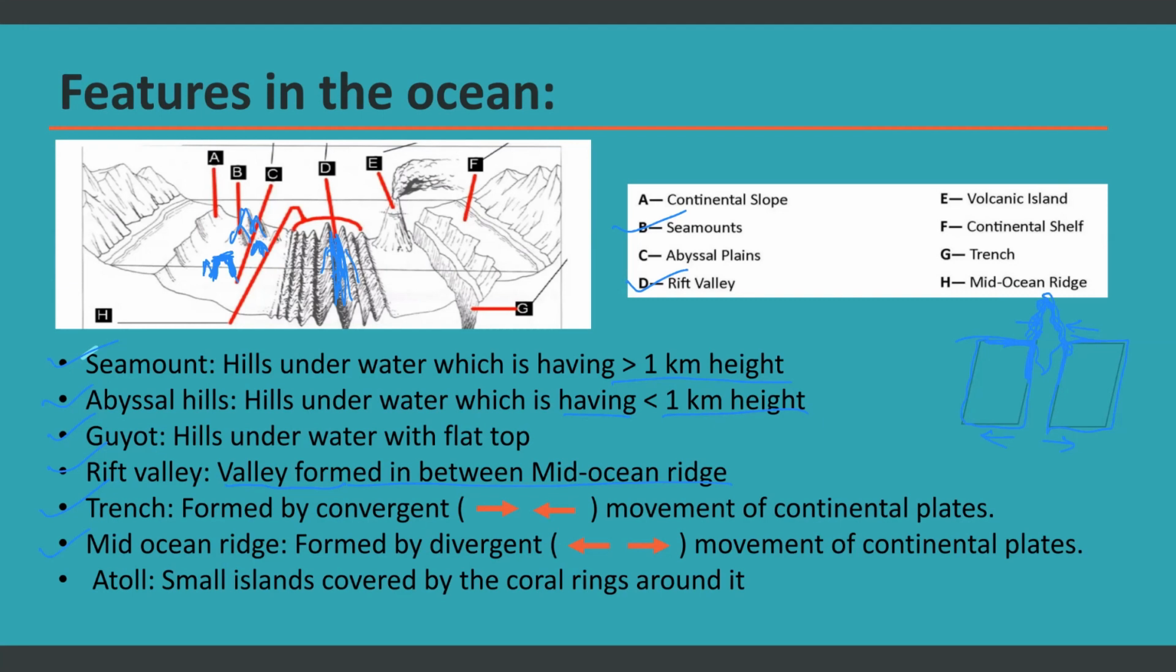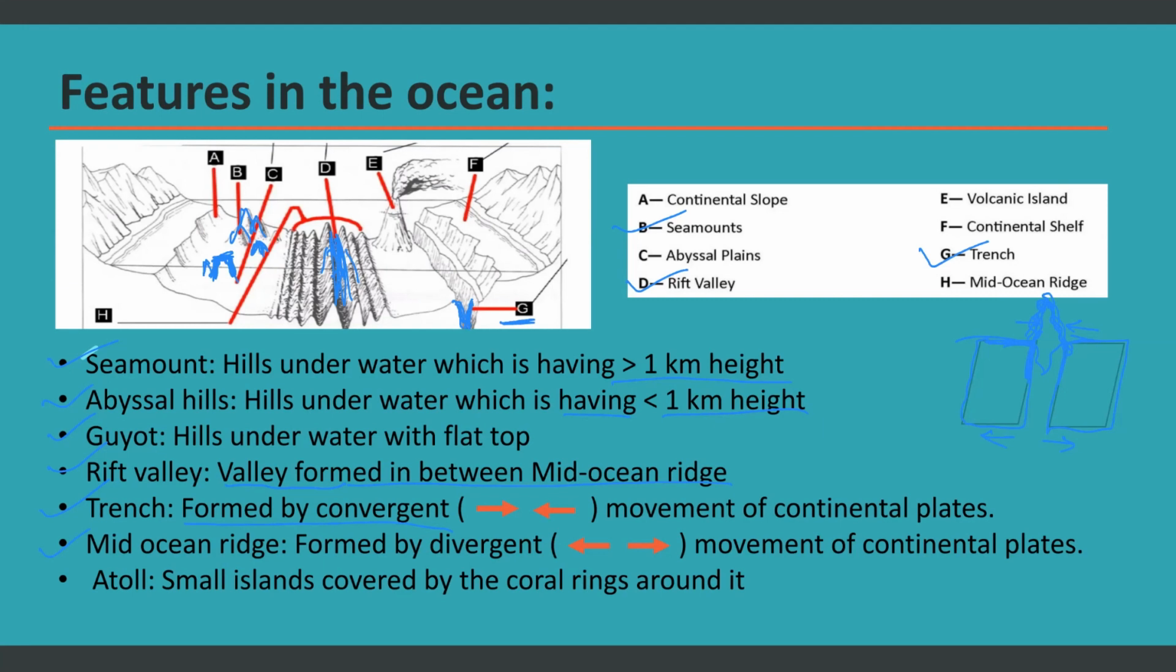In the case of a trench, there would be convergent movement. Both the plates are coming together. One will move up, another will go down. And in this scenario, there would be a trench formed. You can see this is the trench, G number. This G is the trench which is formed due to the convergent movement of the continental plates.